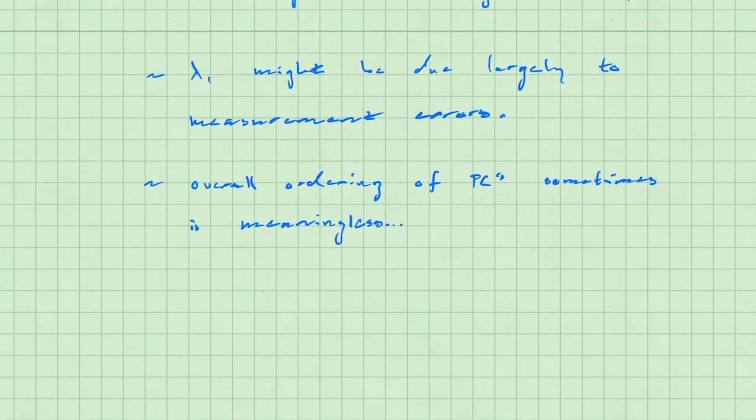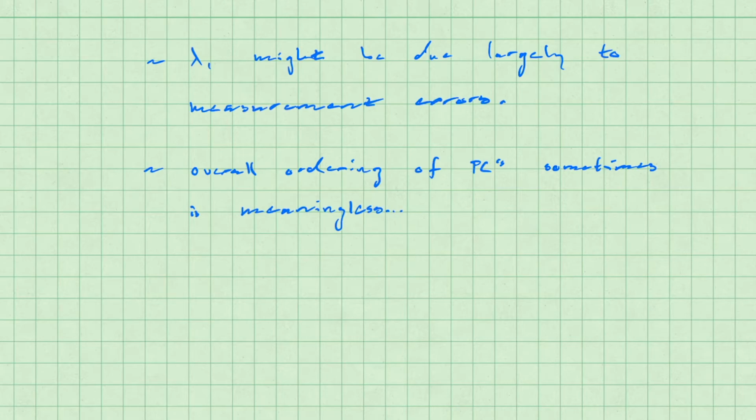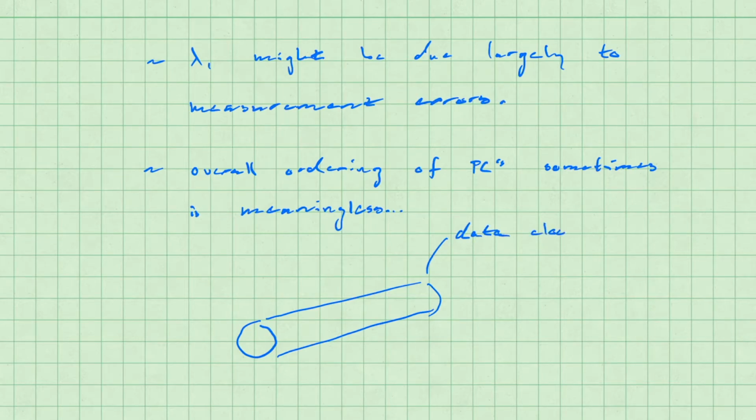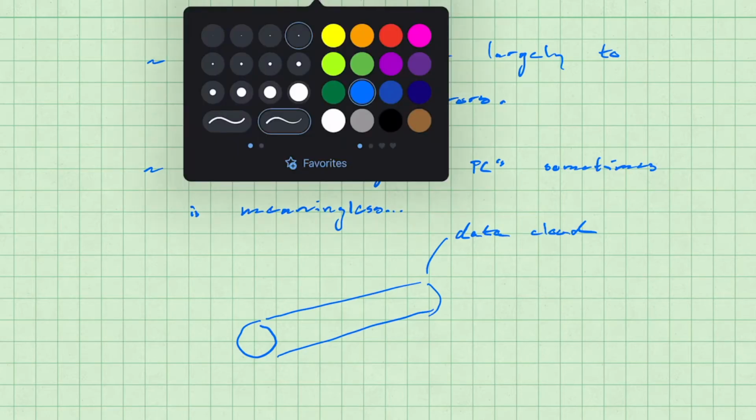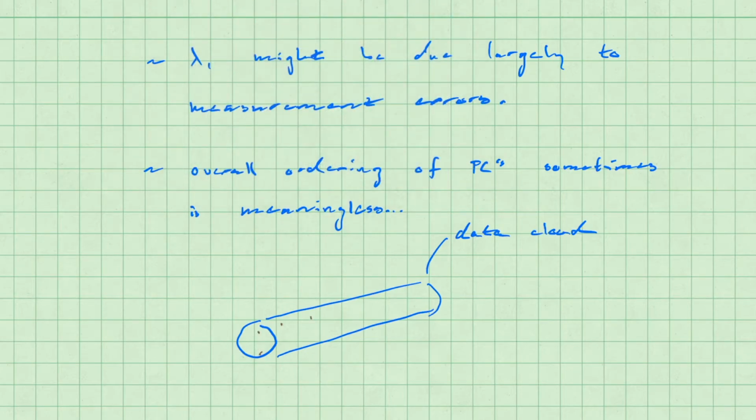Right, and so as an example of that, let's suppose, we've talked about this before, you have a data cloud that's sort of cylindrical in nature. So this is the data cloud, and this is just the three-dimensional case. So suppose your data is sitting in there, something like this. Then clearly the principal components are going to look something like this.